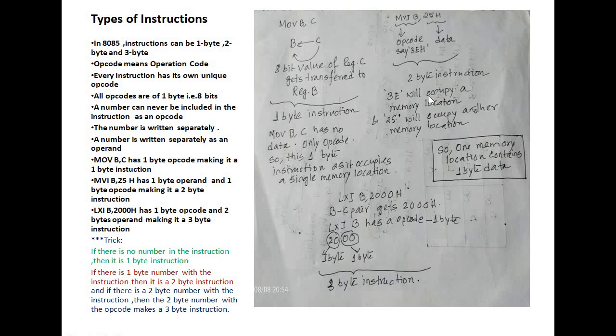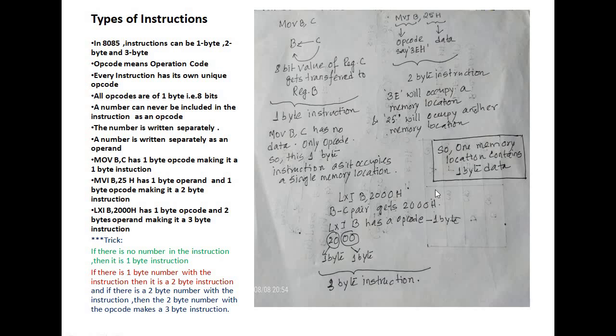If there is 1 byte data, if there is a 1 byte number in the instruction, then it is a 2 byte instruction. If there is no number in the instruction, it is a 1 byte instruction. And if there is a 2 byte number in the instruction, right? So it is a 3 byte instruction. Clear? Along with the opcode.